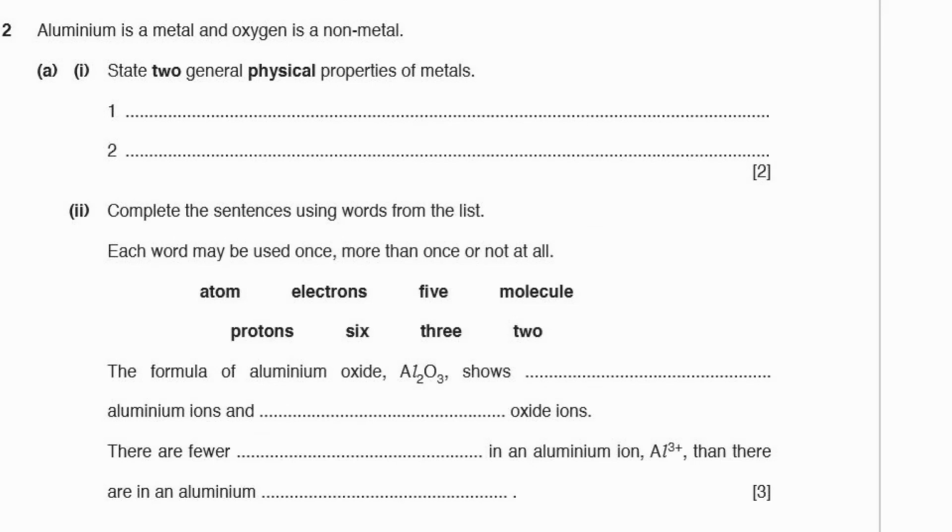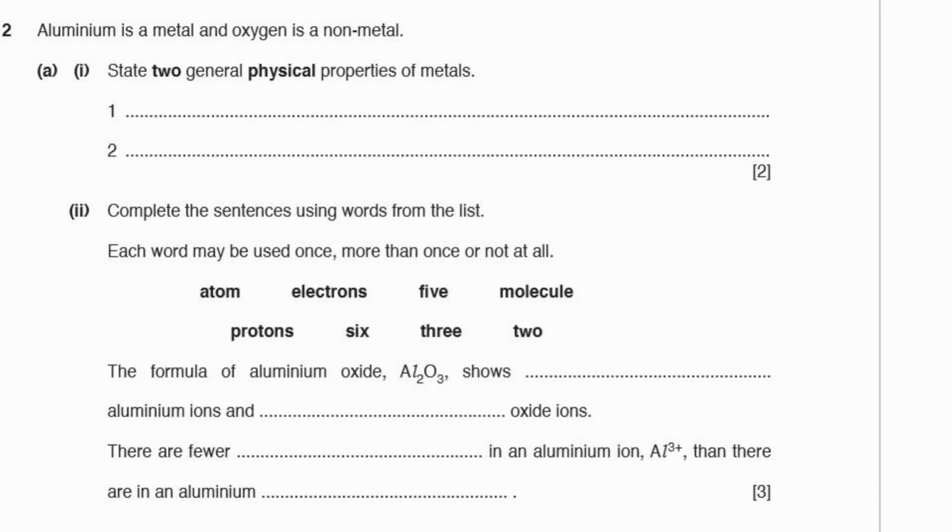Question 2. Aluminium is a metal and oxygen is a nonmetal. A1. State 2 general physical properties of metals. Okay, so there are many physical properties of metals that you could put down. You could say malleable, ductile, shiny, or lustrous. You could say good conductors of heat or thermal energy, or good conductors of electricity or electrical energy.